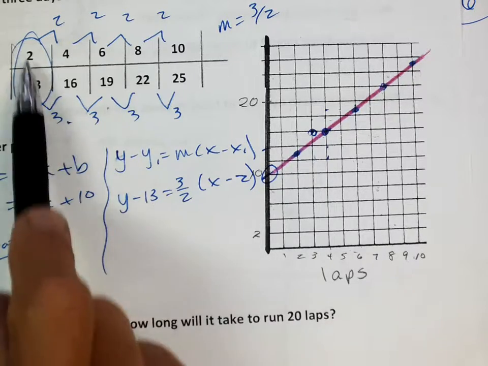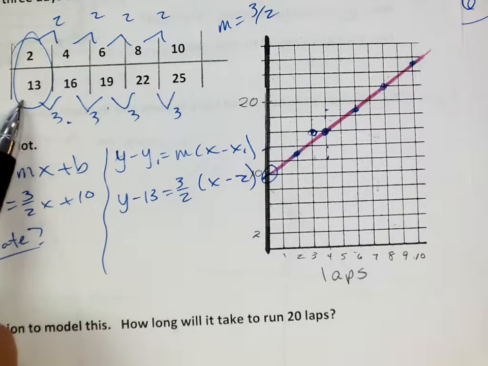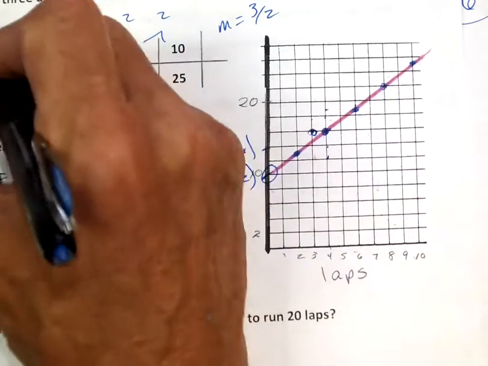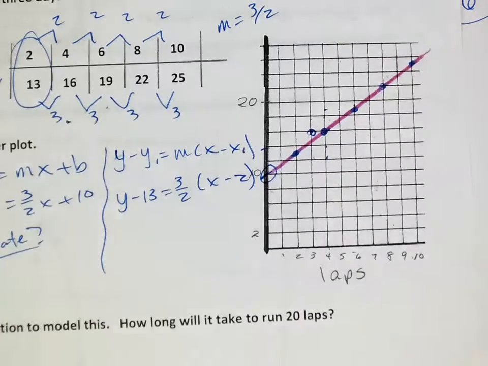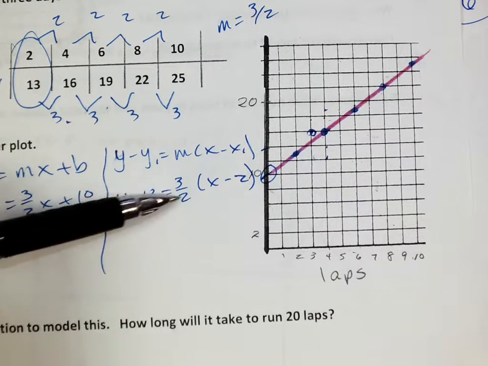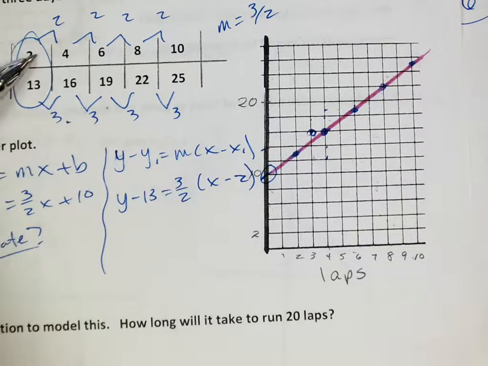So I used a point, any point. I just used this one because it's the easiest point, right? Any point, right? So these are my x's and these are my y's, right? If I use y minus y1, that's my 13, equals m, which is 3 over 2, times x minus x1, which is 2.